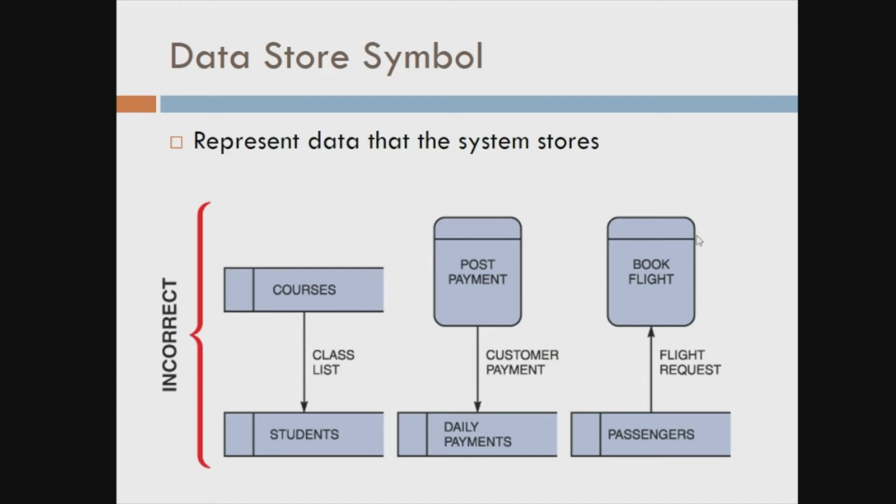And then we have book flight, with the flow going from the data store to the process. A flight request means the passenger makes a flight request to the book flight process. This one is not the right way. The flight request should come from the customer as the external entity to the process, and the process will get the data from or store the data to the passengers data store. Okay, that's for the data store symbol.